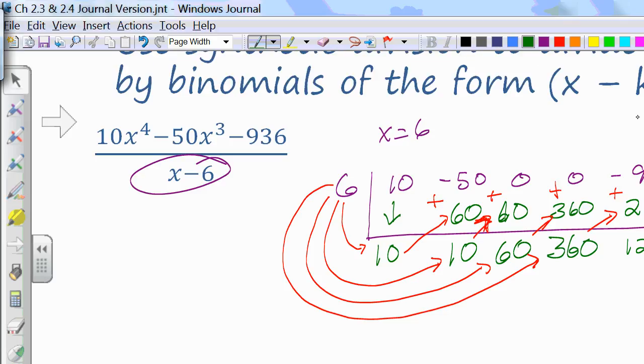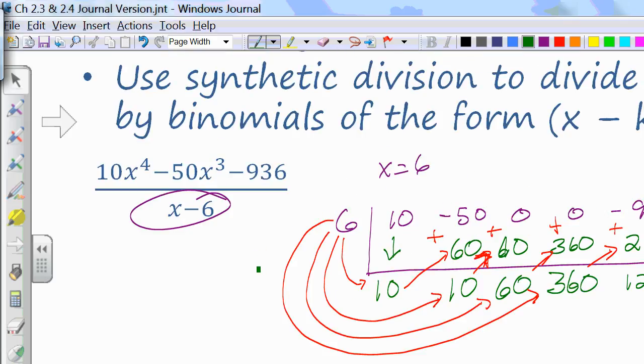Synthetic division. We can say that this is now 10x cubed plus 10x squared plus 60x plus 360, plus 1224 over x minus 6. Sorry, it's over the x minus 6.